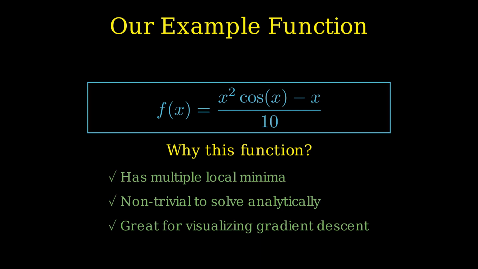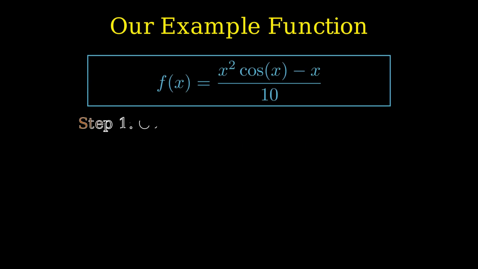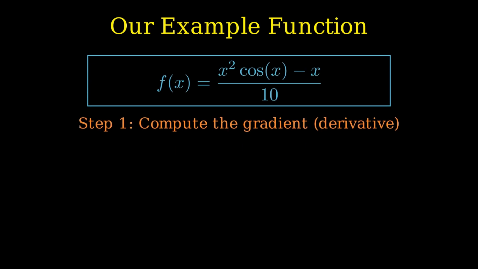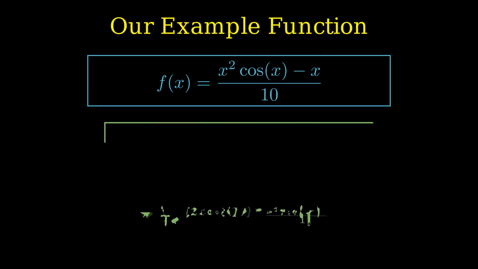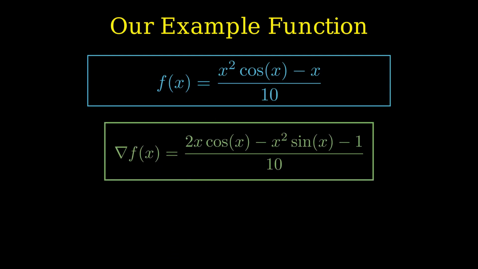To use gradient descent, we need the gradient. Let's compute it step by step. The gradient of f is 1/10 times the derivative of x squared cosine x minus x. Using the product rule and chain rule from calculus, this becomes 1/10 times 2x cosine x minus x squared sine x minus 1. So our gradient formula is nabla f of x equals 2x cosine x minus x squared sine x minus 1, all divided by 10.